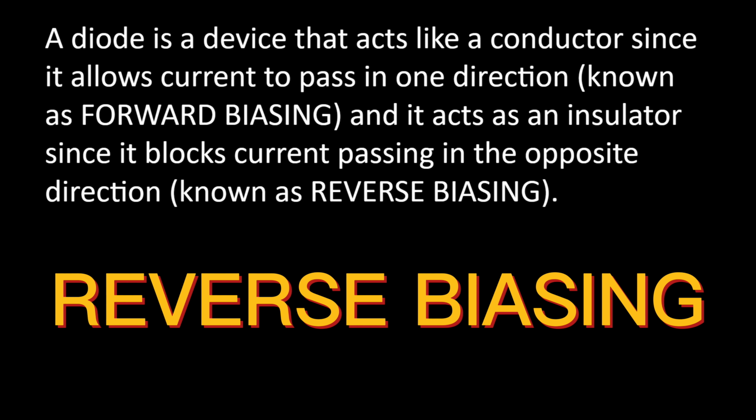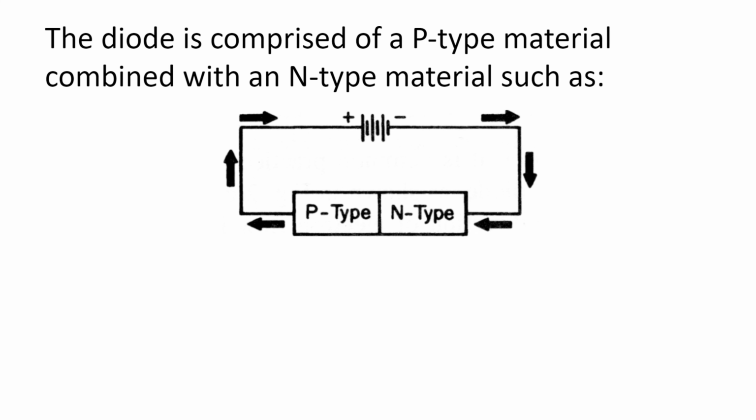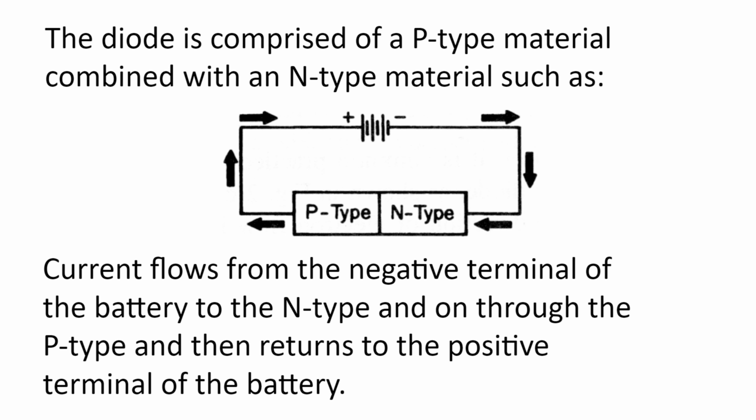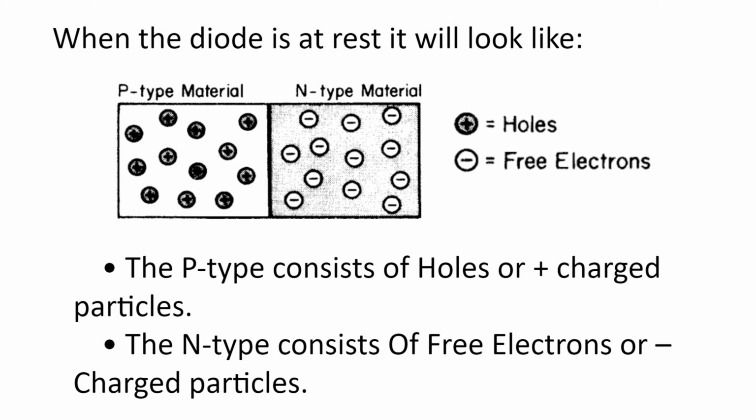The diode is comprised of a p-type material combined with an n-type material such as this. Current flows from the negative terminal of the battery to the n-type and through the p-type and then returns to the positive terminal of the battery. When the diode is at rest, it will look like this. The p-type consists of holes or positive charged particles, and the n-type consists of free electrons or negative charged particles.